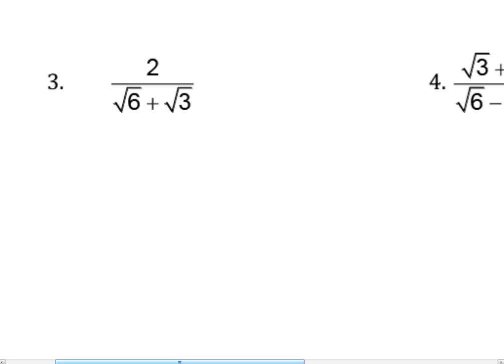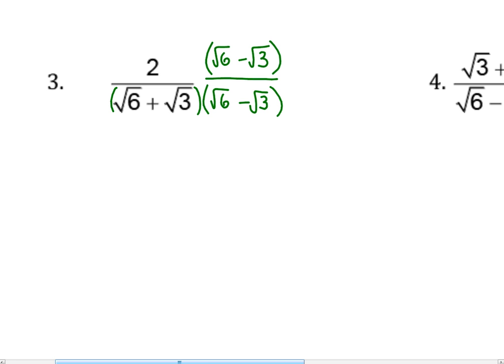Now this is a binomial. So how do I get rid of the radical when we have a binomial? Conjugate pair, difference of squares. Okay, so we're multiplying the numerator and the denominator by the identical thing but opposite sign in the middle. So root 6 minus root 3. Okay, go ahead and expand that. I'll let you do that.